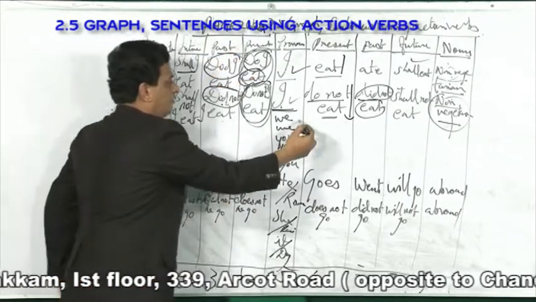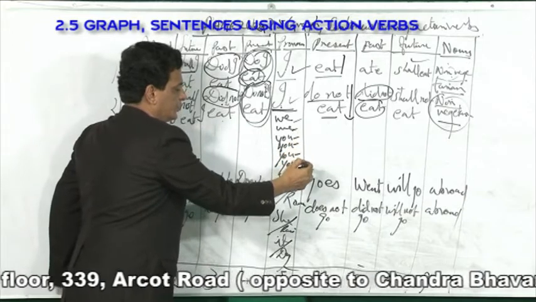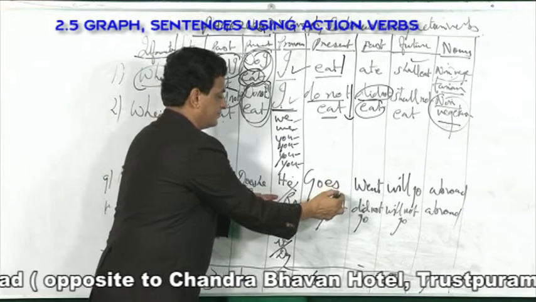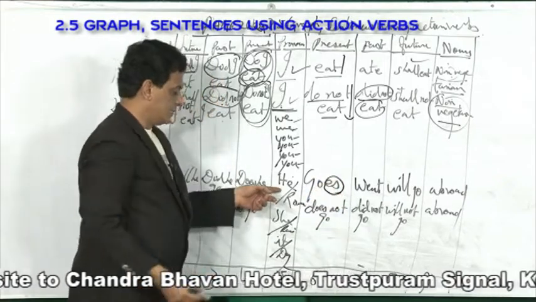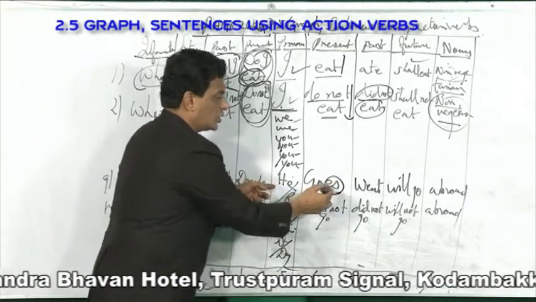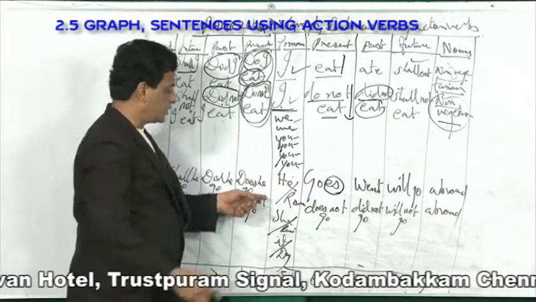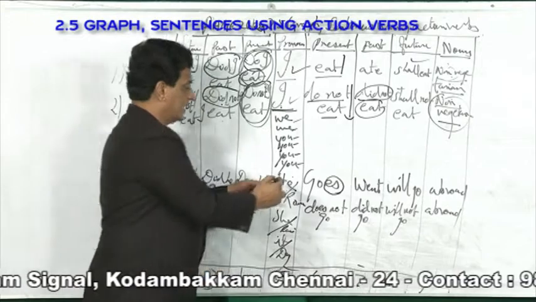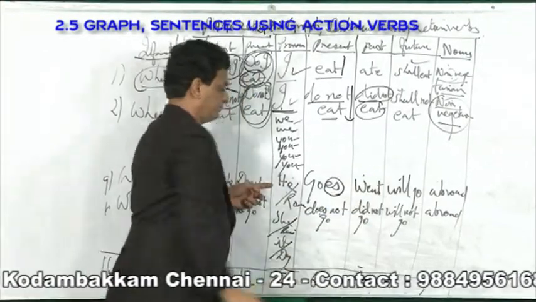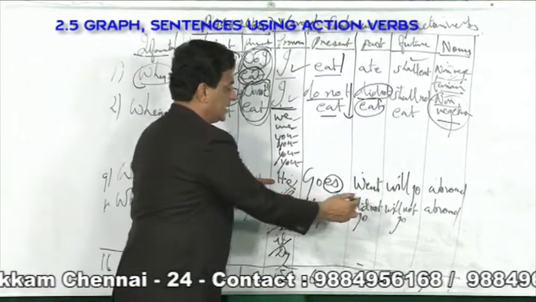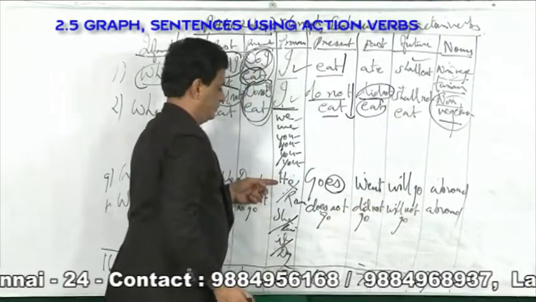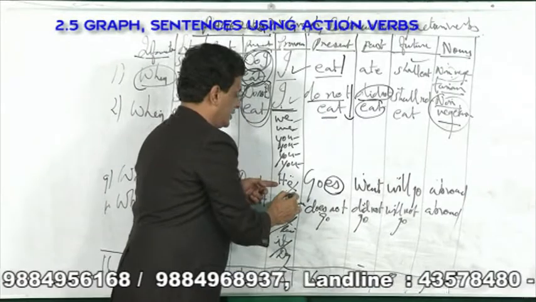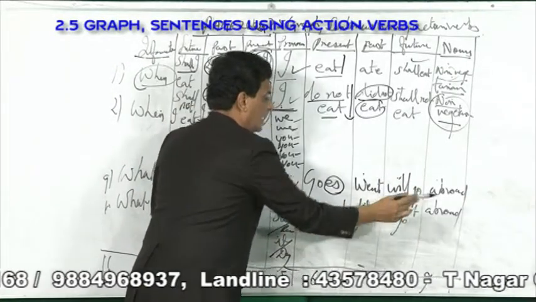Like that you have to go in for we, you. Suppose it comes to he, you have to add es. See here, goes. 5 plus 6 plus 9: he goes abroad. Suppose he doesn't go abroad. He does not go abroad. Past tense: he went abroad. He did not go abroad. Future: he will go abroad. Future negative: he will not go abroad.